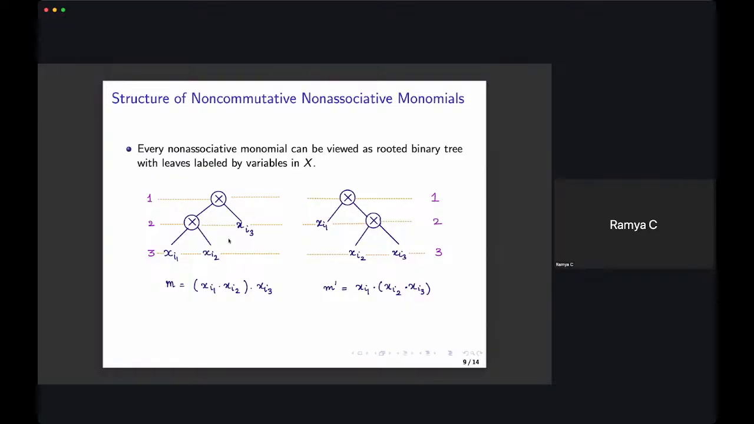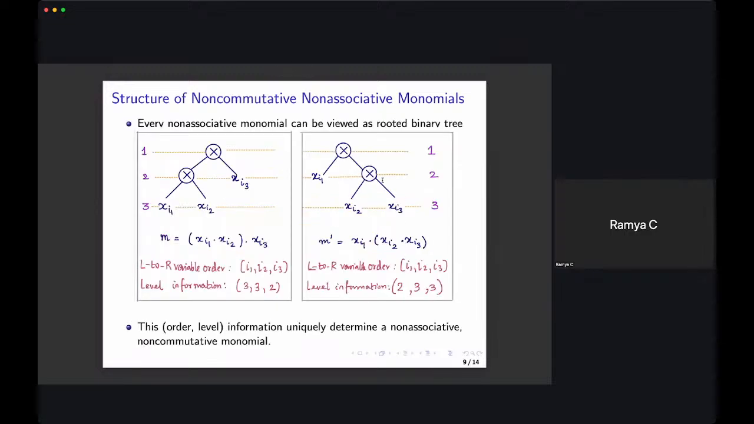And if the monomial is also non-commutative, there is also a variable ordering that comes up. So here are two distinct non-associative monomials and they have two distinctly different trees. One of them is represented by this tree, the other is represented by this tree. So they correspond to distinct trees. And what is the information that you can use to say that these two monomials are actually distinct? If you tell me the left to right variable ordering, that the first leaf from left to right is xi1, the second is xi2, and the third is xi3, there are two trees with the same left to right sequence of variables.